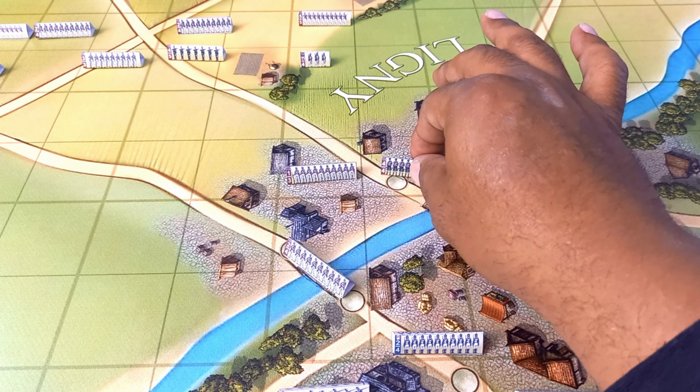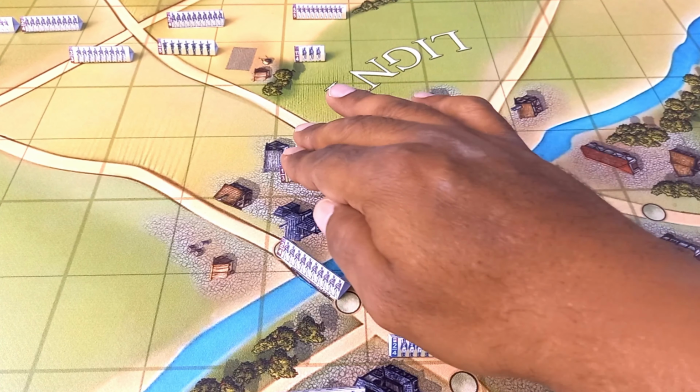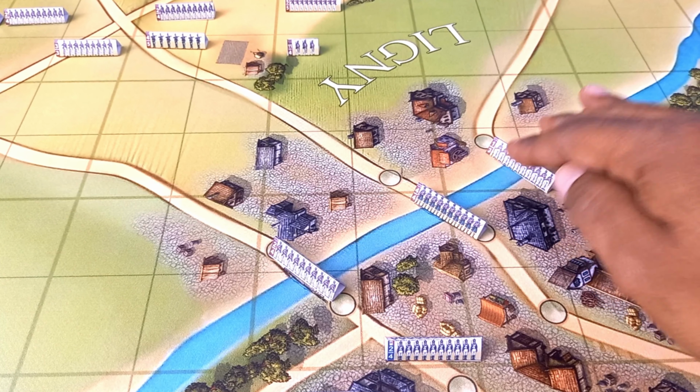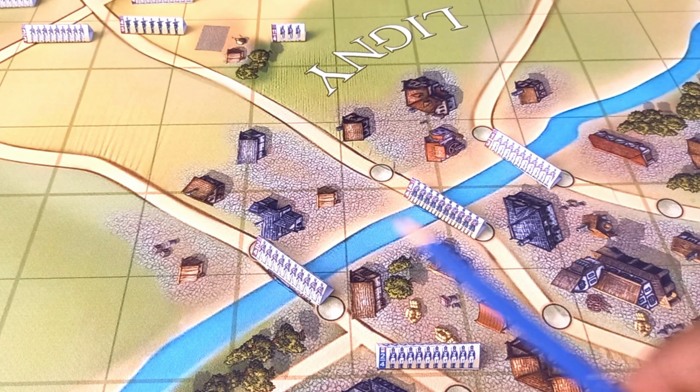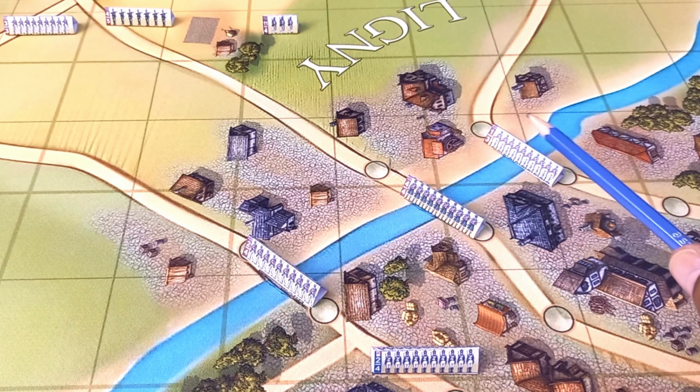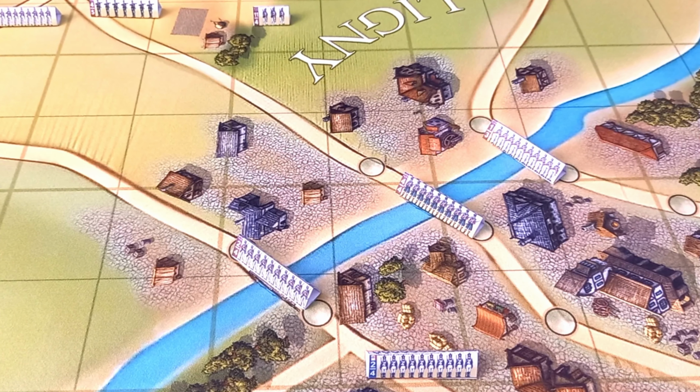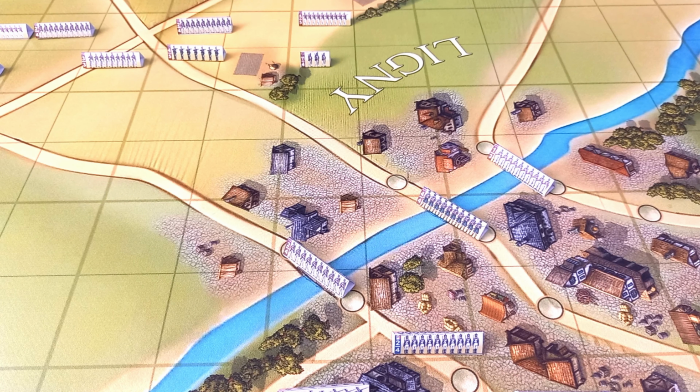So, simply move your unit to the destination to occupy the bridge, which means this bridge is now in the hands of the enemy or the counterpart. Now, to retake the bridge, there are two possibilities.